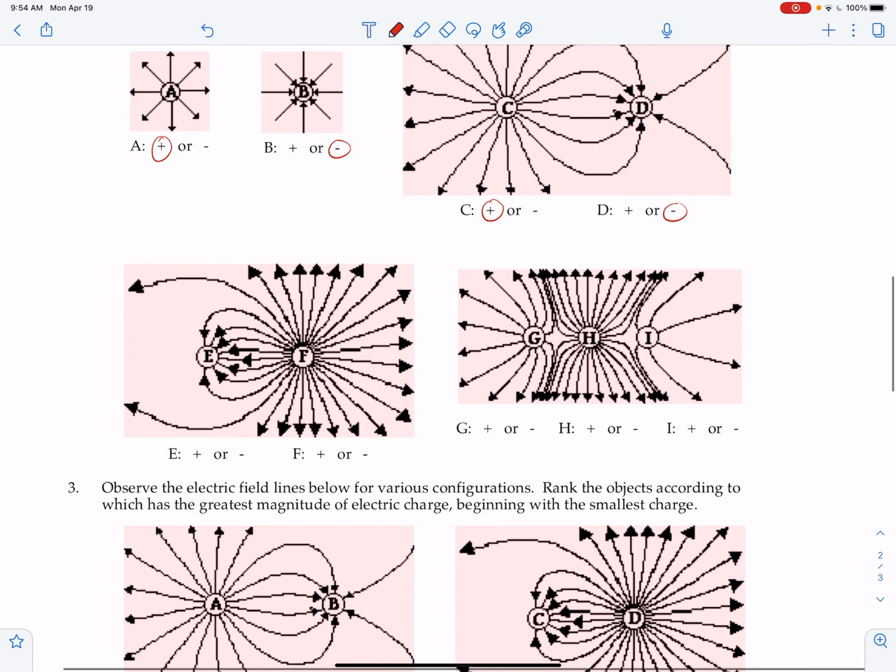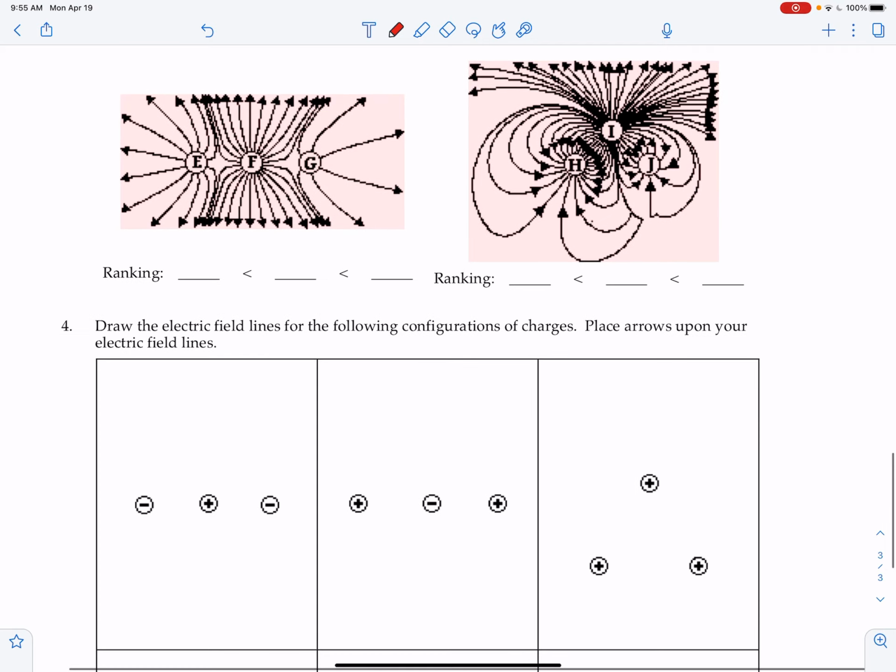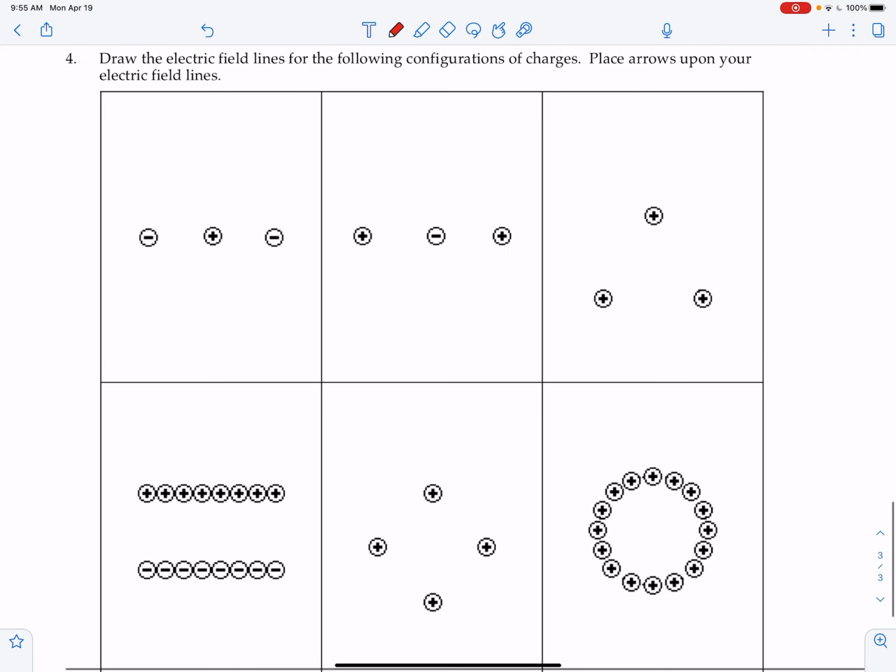Please continue working through this, identifying the strength of the fields, and then identifying in number 4 what the electric field would actually look like. So you're going to draw the field in number 4.